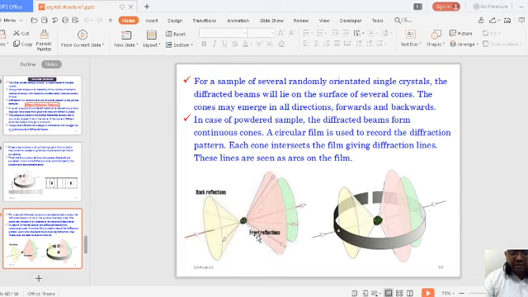So you get a front reflection. This is a front reflection. Here you'll get a back reflection. So the diffracted beam will lie on the surface of several cones. The cones may emerge in all directions. You can see they are emerging in all directions, right?